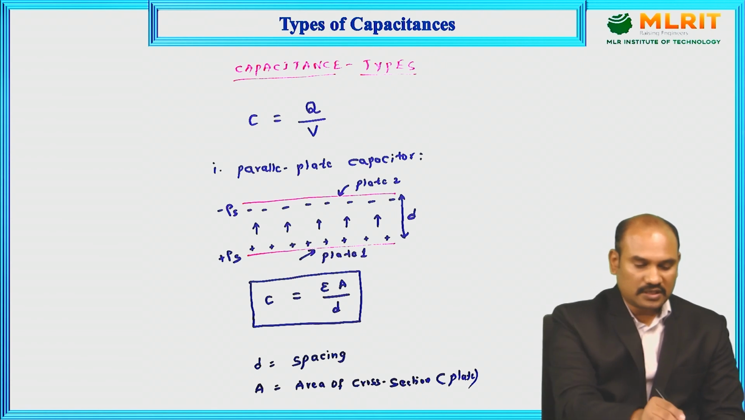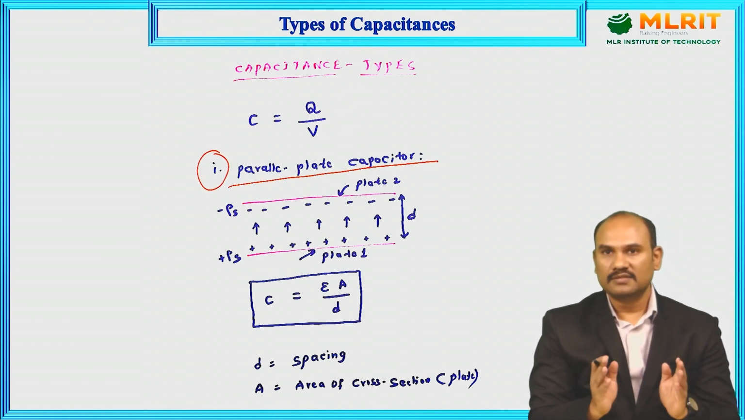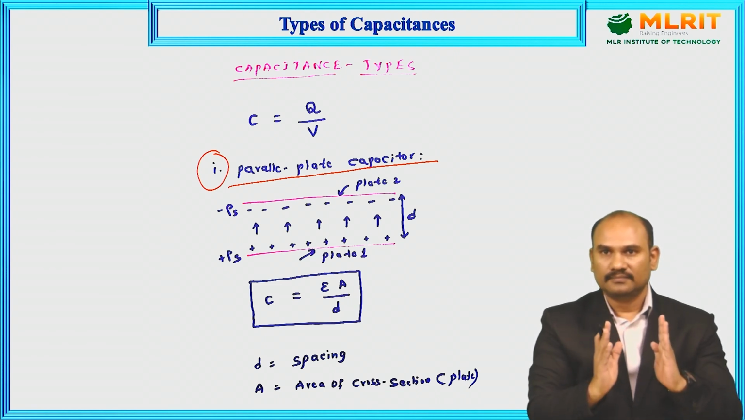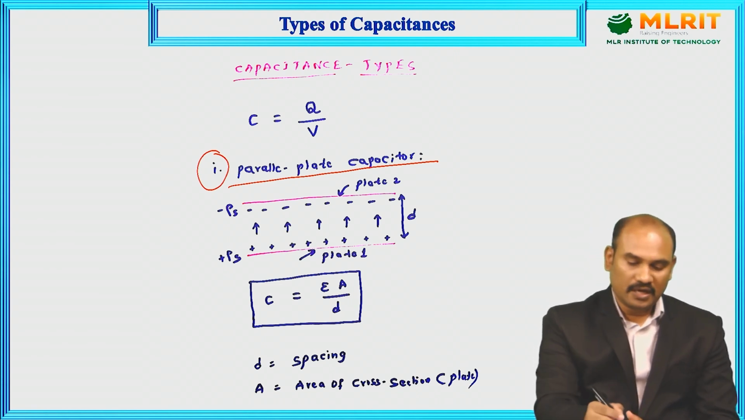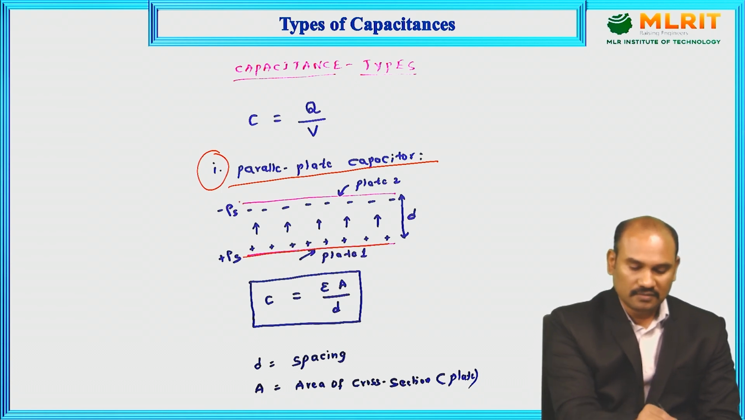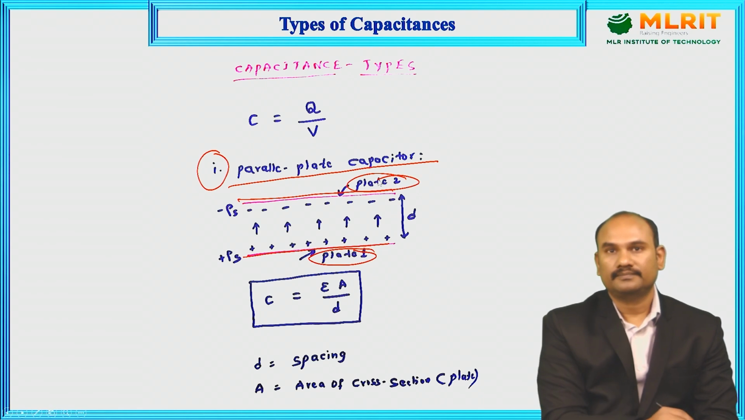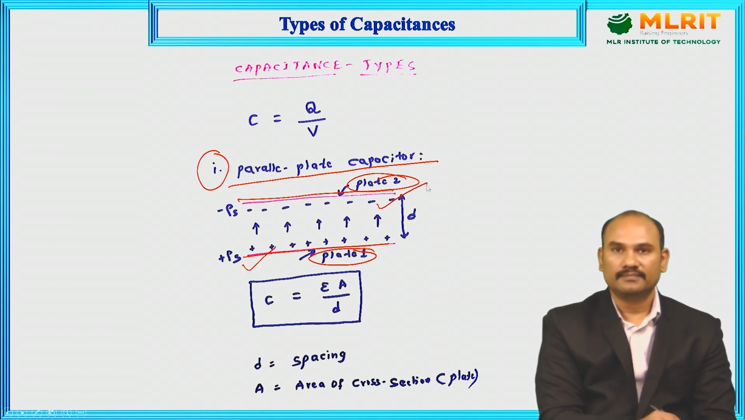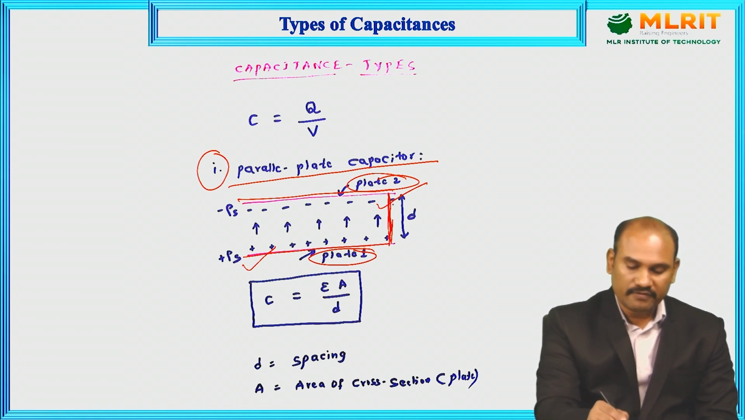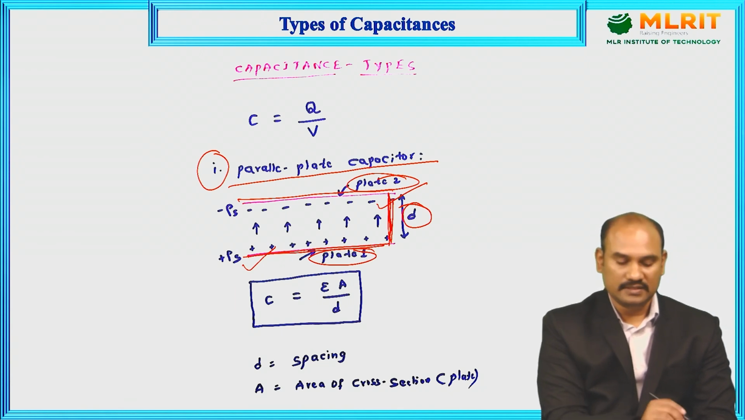Now, first case we have the parallel plate capacitor. As the name suggests, you have 2 plates which are parallel to each other, which forms a capacitor, called the parallel plate capacitor. You can observe the geometry. There are 2 plates. This is plate 1, this is plate 2. One is positively charged, another is negatively charged, equal but oppositely charged. And the spacing, the distance between the plates, is D. Each plate has a certain cross-sectional area, that is A.